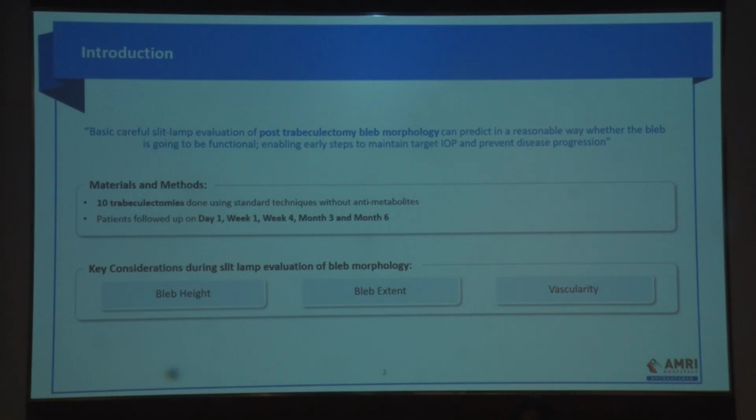Only 10 trabeculectomies were done by standard technique without anti-metabolite, and patients were followed up on day 1, first week, 4th week, 3rd month and 6th month post-operatively. Key considerations were the Bleb height, Bleb extent and the vascularity of the Bleb.